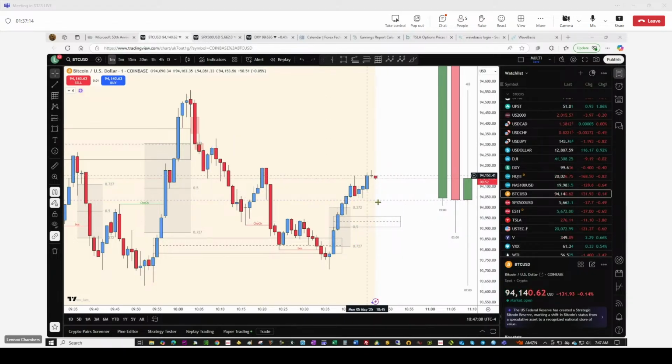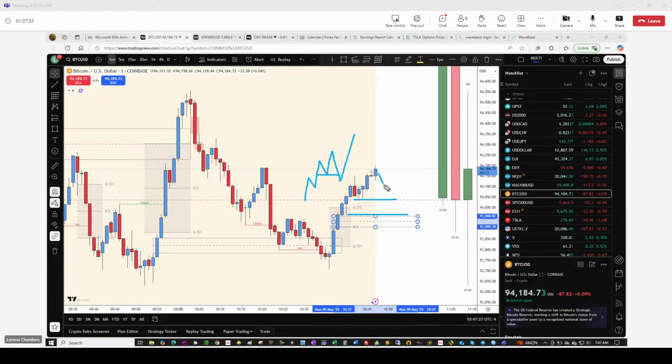So is it too late for a pullback now? No, it's not, because even at this level, it's still making our structure, and we can still get a pullback to take out this low here and come back up. So we could still take out these lows here. We could even take out this low here, even at this level, and still get our move. So still a possibility, but the more they go up, the leaner it looks.